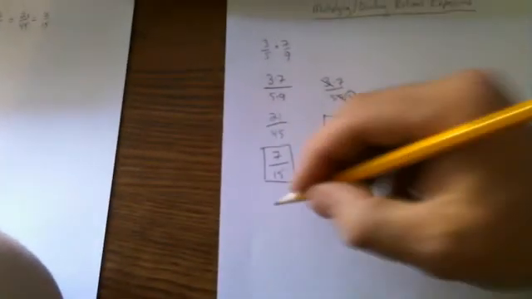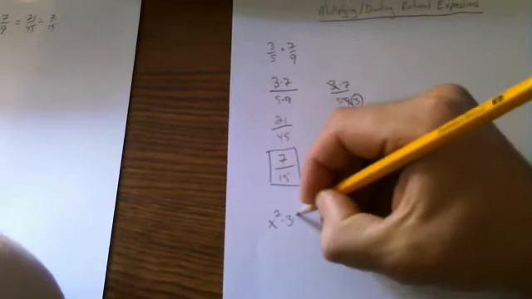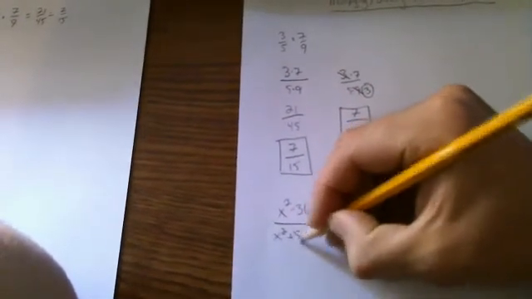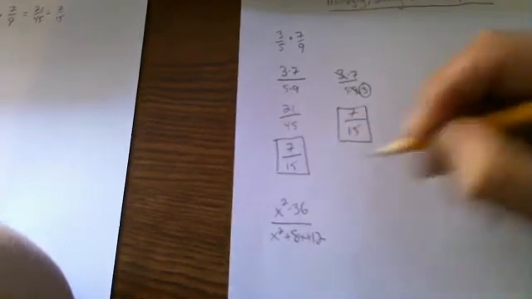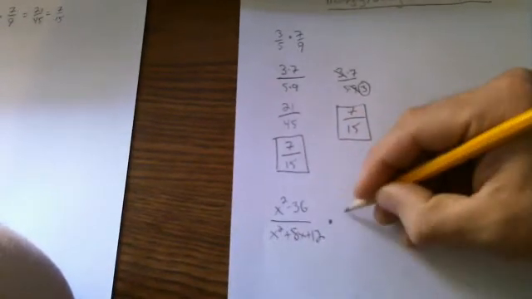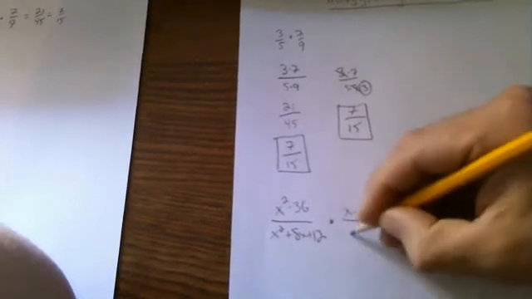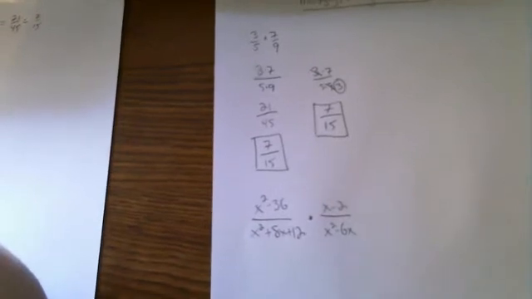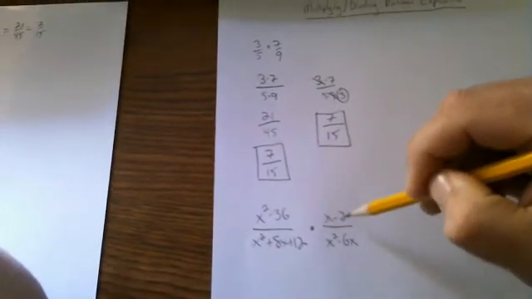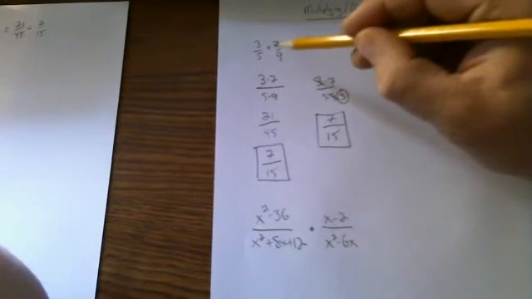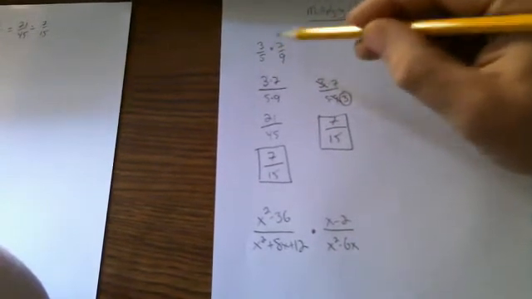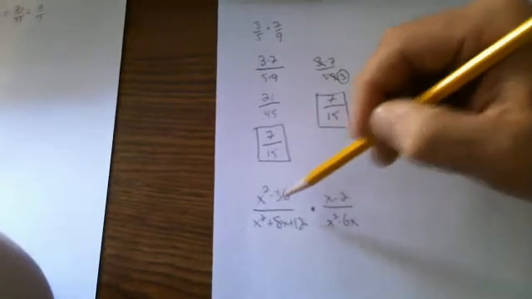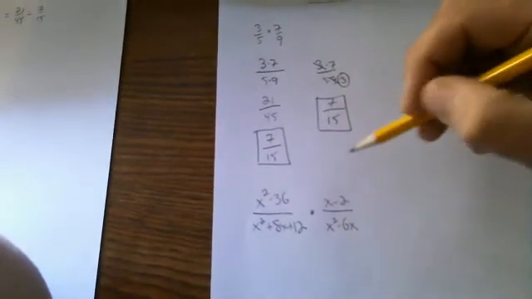Let's say we had something like x squared minus 36 over x squared plus 8x plus 12, and let's multiply that by x minus 2 over x squared minus 6x. Now we can't just make this one fraction yet, because up here we didn't factor completely because we had numeric fractions. If we're working with algebraic fractions, you should really factor everything first before making it one large fraction.